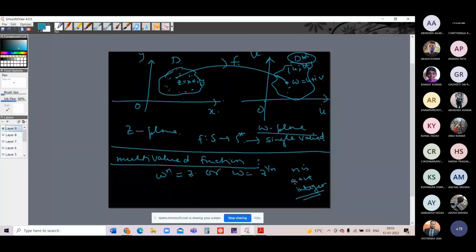Why is it called a multivalued function? Because you know about finding the roots of a complex number. You know about that, don't you? You must have studied it in 11th and 12th: the rule of roots of a complex number, using De Moivre's theorem.